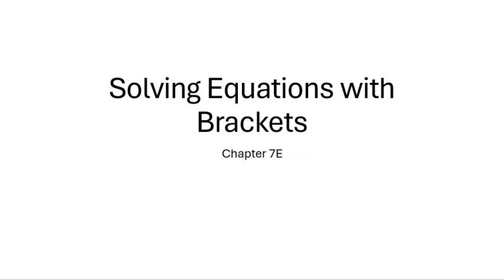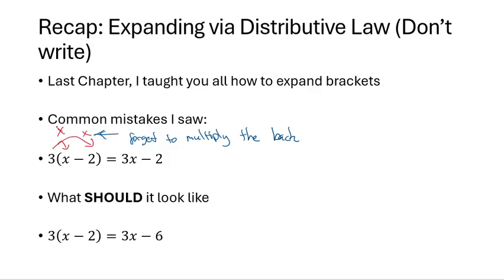Solving equations with brackets. Just to recap, I taught you how to expand brackets. The mistake I saw was you forgot to multiply the back numbers with whatever was outside here. You forgot to multiply it. I wouldn't say all, I'd say a majority of you, okay? So please make sure you multiply by the back as well. So you multiply the 3 with the x and the 2. So you should end up getting something like 3x minus 6 instead. So that's the correct thing, okay?